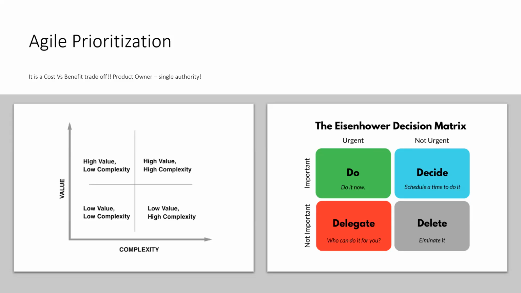Any questions around this? How we trade off in agile projects? How and why the product owner is a single authority and he needs to manage the backlog? Anything around this? If it's okay, I can move forward. Yeah, we are good to go, Yella. Cool, thank you.